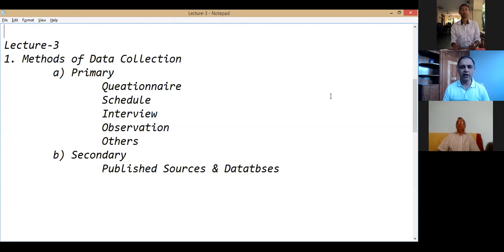Then there is secondary data. These are the published sources, so it can be books, journals, articles, magazines. It can be on TV, radio. It can be databases, government reports, periodicals. Where the data is existing, that's called secondary data. When you collect it first-hand, it's called primary data.